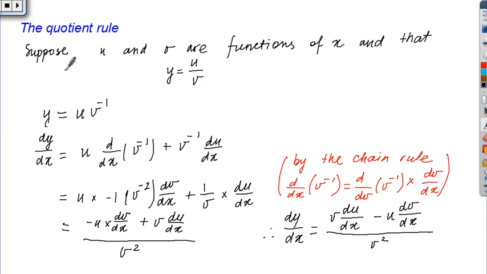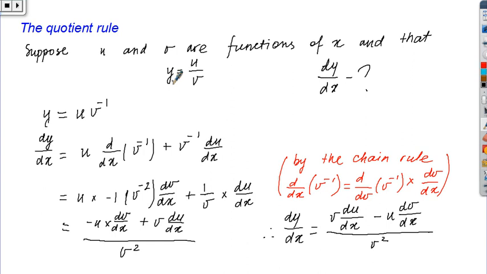In this video, we are going to look at the quotient rule. Suppose we have two functions of x, u and v, and we have another function y, which is of the form u over v. We need to find out what dy by dx will look like.